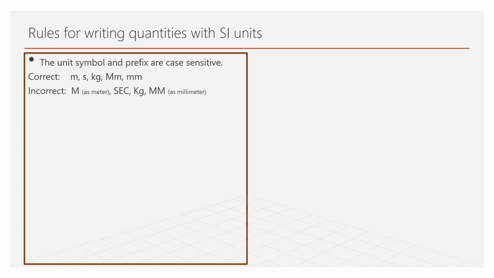However, a capital M to be used as a meter is incorrect, or a capital SEC, a capital K followed by a lowercase g, or two capital M to represent millimeter are all incorrect units for the above quantities. Use only upright Roman characters that are not italicized.